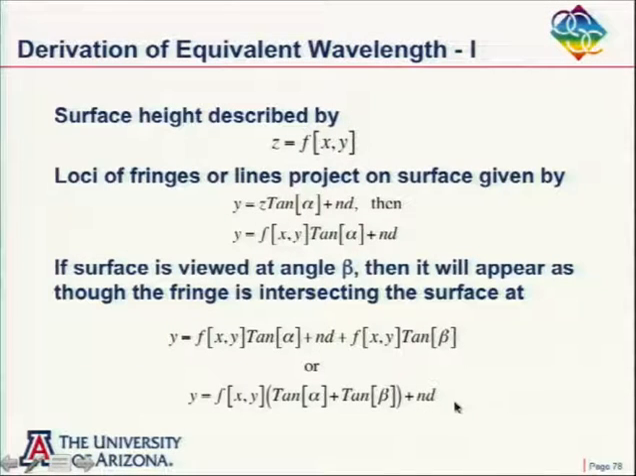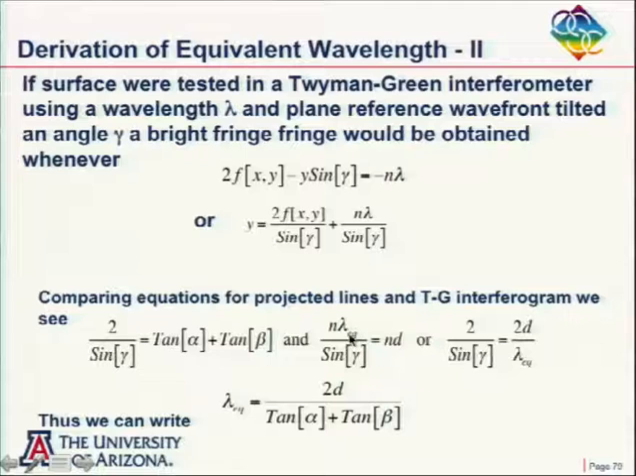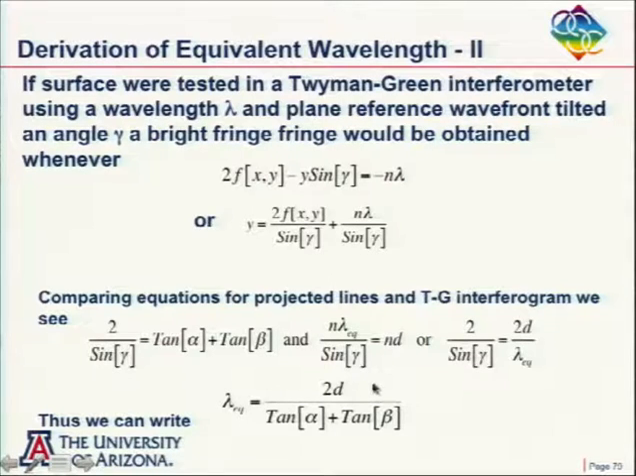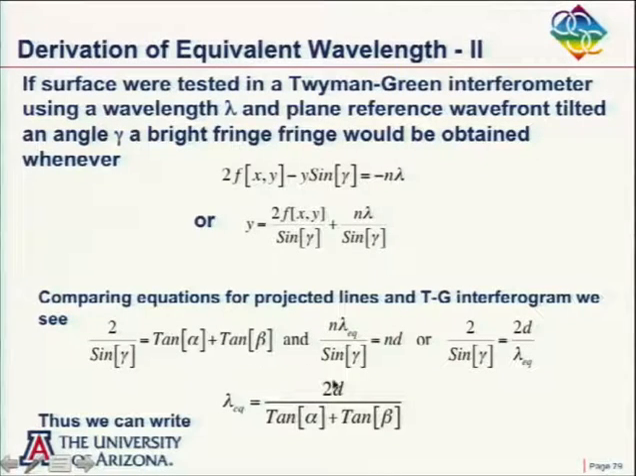And I have here an nd. So I have n times an equivalent wavelength; I'll just write that as equivalent wavelength over sine gamma is nd. And I can solve that: 2 over sine gamma is 2d over lambda equivalent. So I have some equivalent tilt here, which may or may not be of interest. But the real thing is, if I just compare these two equations, I have an equivalent wavelength that's given by 2d over tangent alpha plus tangent beta.